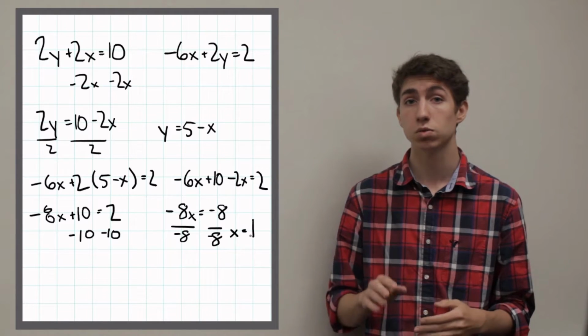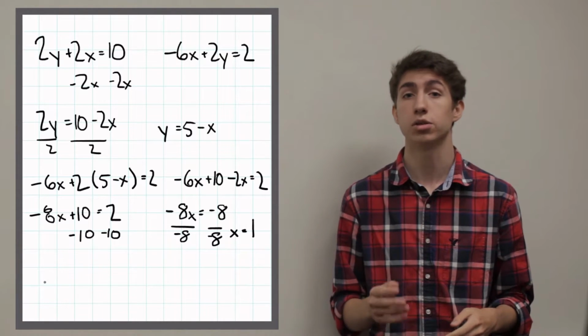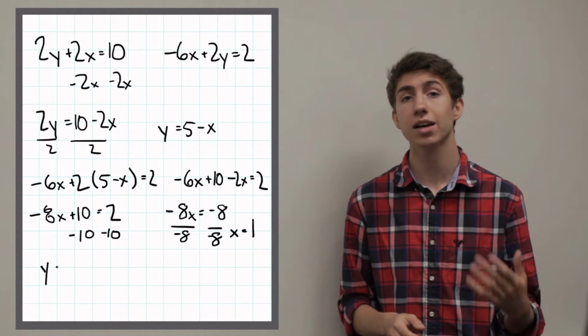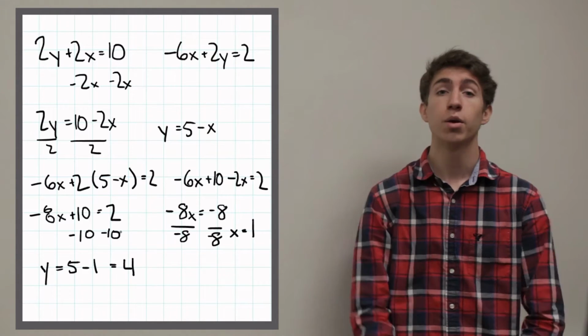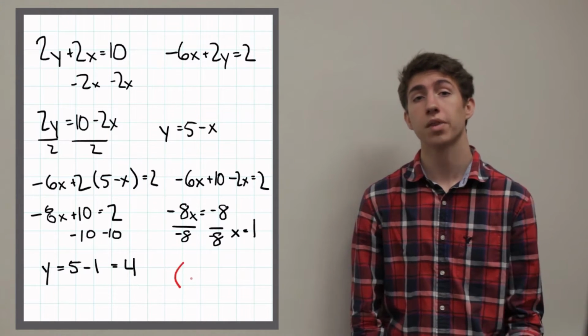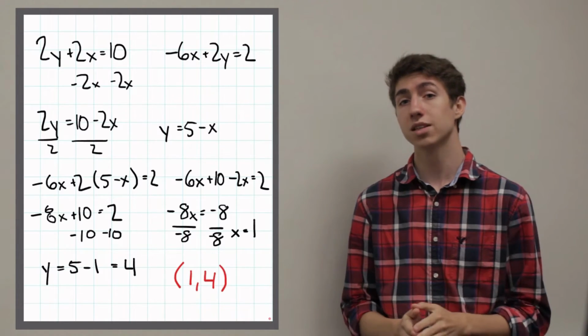Once we have x equals 1, we can then plug it back into the first equation to get a solution. Using y equals 5 minus x, we plug in x equals 1 to get y equals 5 minus 1, or y equals 4. We can verify that the solution is 1, 4, and that the system is independent because it only has one solution. Now that we have the basics, let's try a story problem.